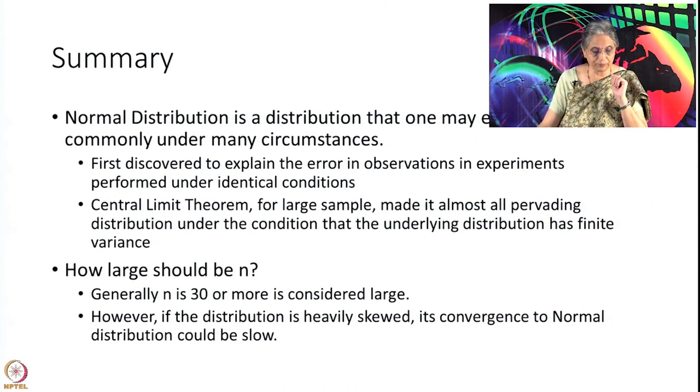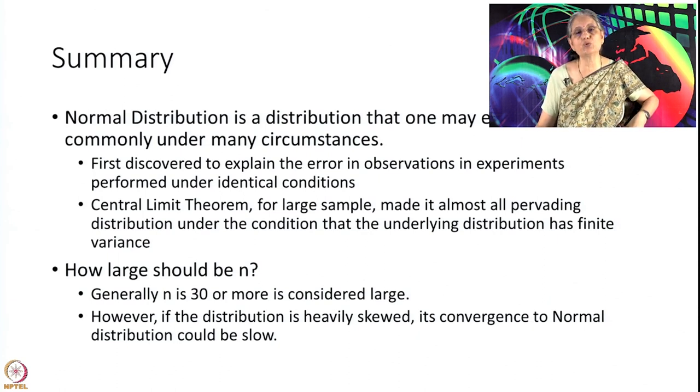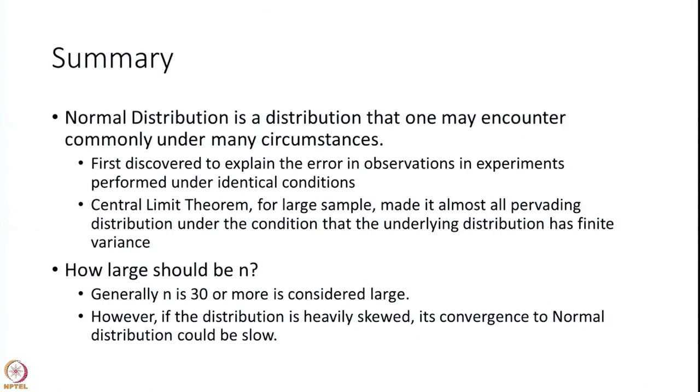The question is, how large should n be? Because when we think about it practically, mathematically it is wonderful to say n tends to infinity and prove the theorem. But in reality, the question comes, what is really a large n? Well, the answer is that for generally, naturally less skewed distributions, if n is 30 or more, it is considered large enough.